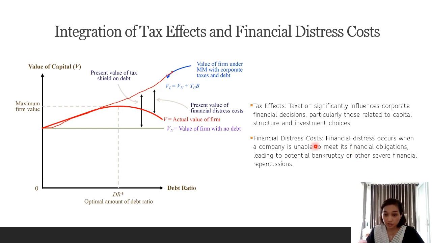Financial distress cost is about when a company is unable to meet its financial obligations, leading to potential bankruptcy or other severe financial repercussions. So this is quite a famous chart as well, about the integration and connectedness of the value of capital and the debt ratio.